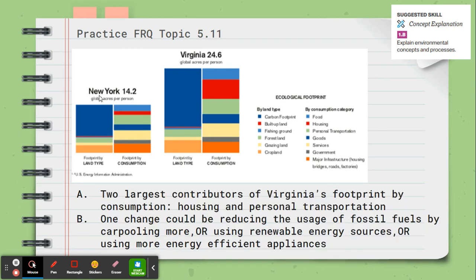All right, taking a look at FRQ-A there, the 2 largest contributors of Virginia's footprint by consumption were housing and personal transportation. And then looking at B, if you take a look at New York by land type and the footprint, it looks like carbon footprint is the largest category there. So that would mean to reduce carbon footprint, then you might want to reduce your reliance on fossil fuels. So you could maybe carpool more with other individuals. You could switch to using more renewable energy resources, or maybe have more energy efficient appliances in your home.